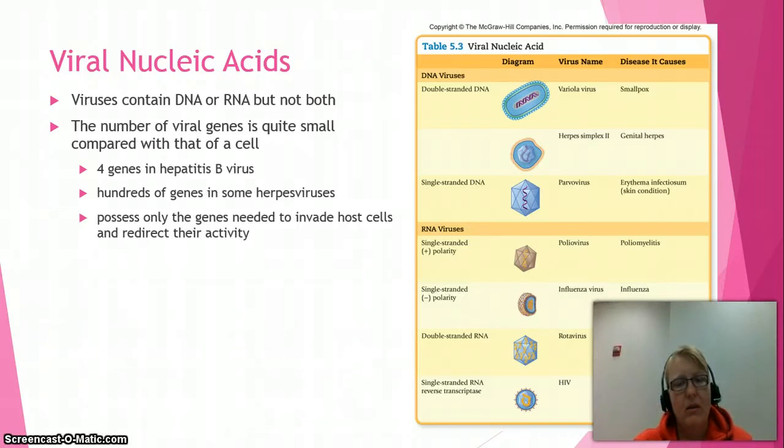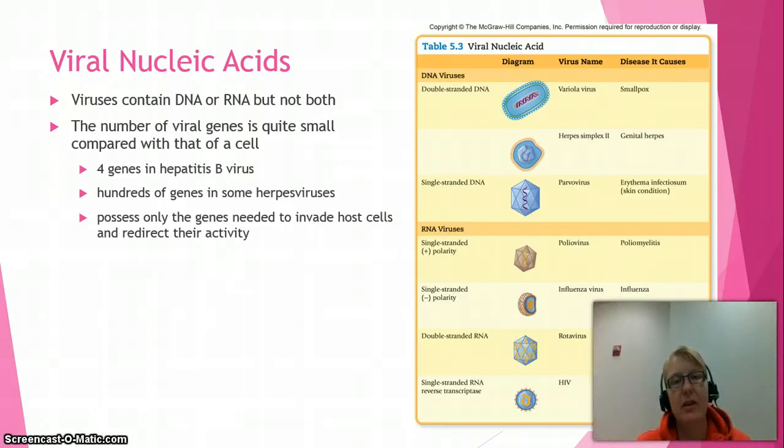One important thing you note here is on the single-stranded, you can see that there's 2 types of polarities. There's the positive polarity and the negative polarity. Positive polarity means that when entering the host cell, that RNA can be read directly and made into proteins, whereas negative polarity has to have its complement of that sequence made before it can be made into proteins.